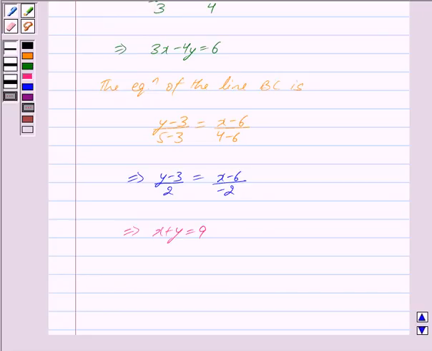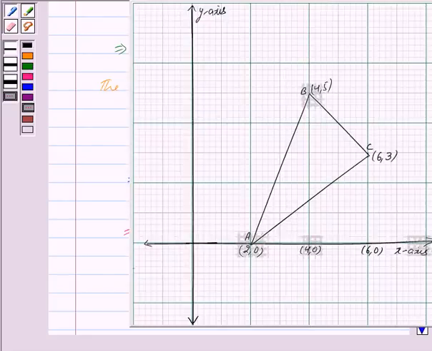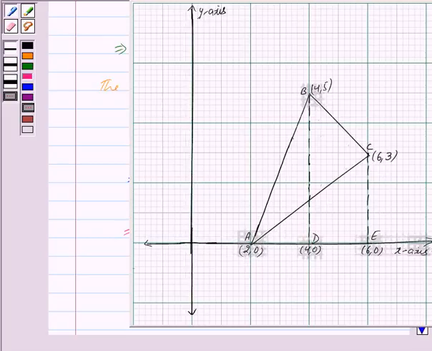Now we will plot the points (2,0), (4,5) and (6,3) on the graph. So here we have plotted the points A, B and C on the graph and we have joined the lines AB, BC and CA to get the triangle ABC. We have to find the area of this shaded region.